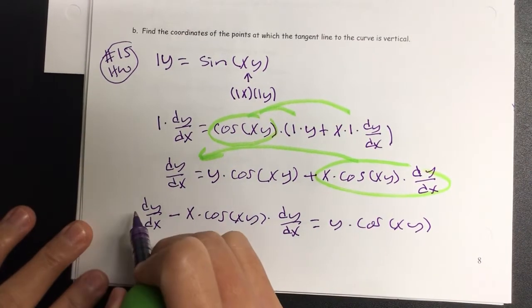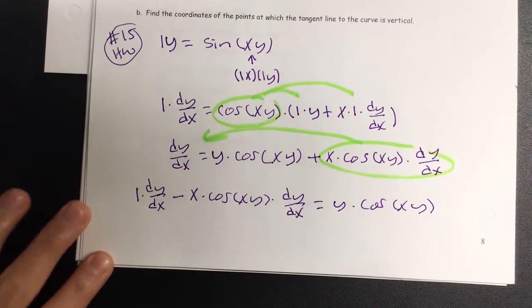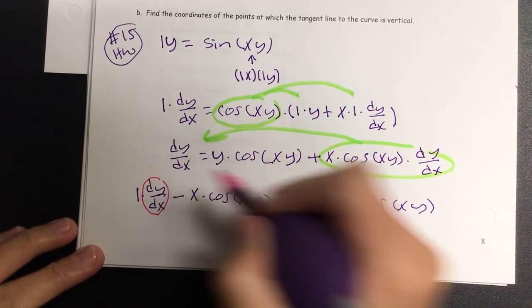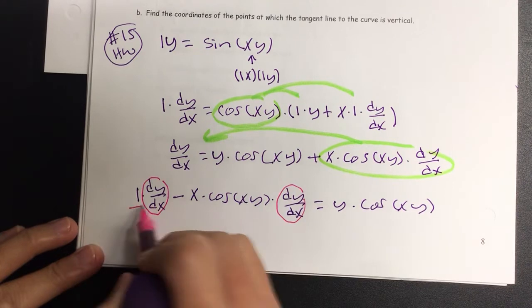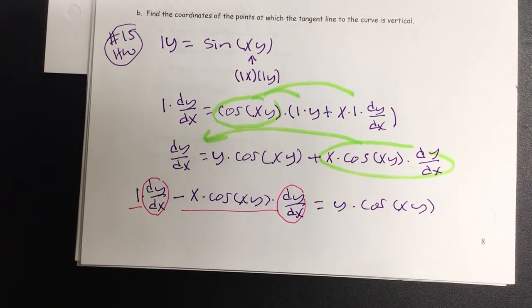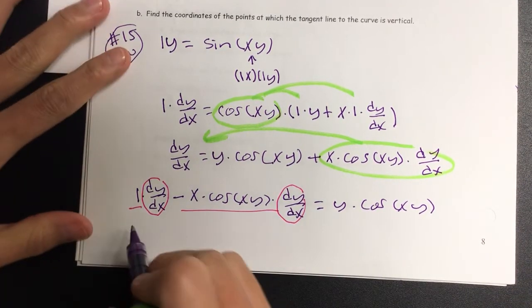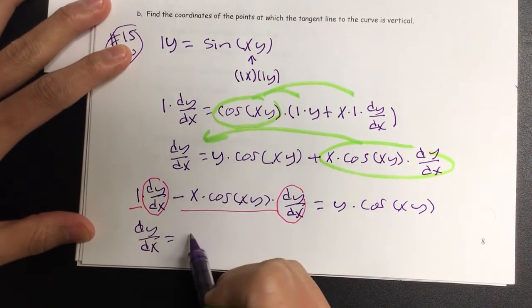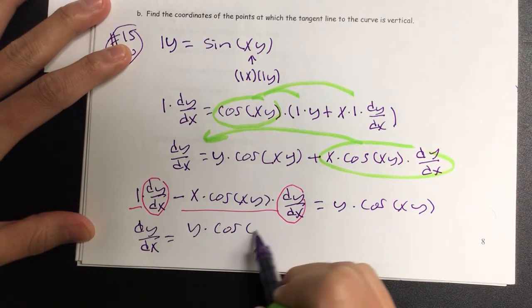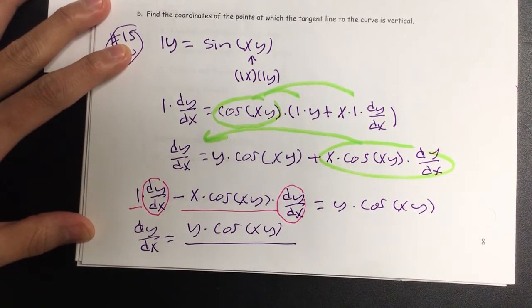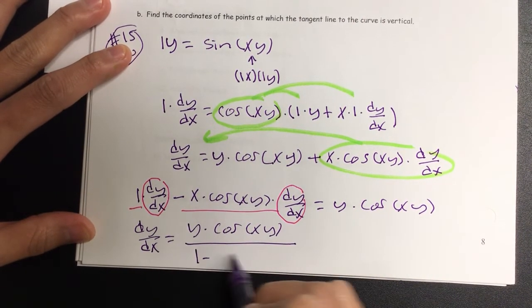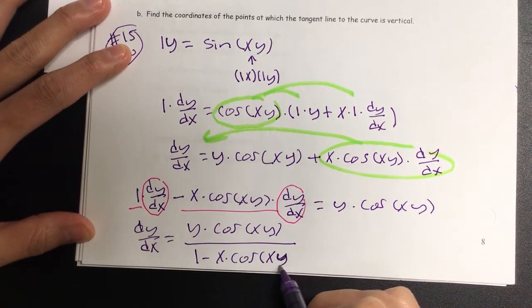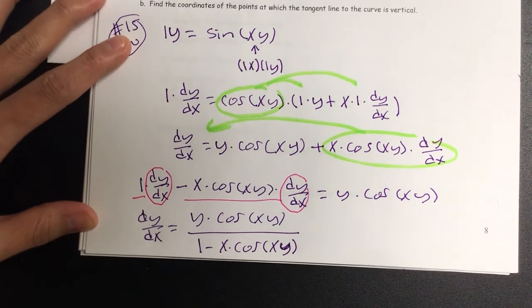Now you guys do know there's an understood 1 in front, right? So when I do 2 things at the same time, I'm going to factor dy over dx out, and I'm going to divide it by these 2 guys. So when I do, I get dy over dx is equal to everything on the right as it is, y times cosine of xy, all over the coefficient of the dy over dx, which is 1 minus x cosine of xy. Oh, that's a y. And voila.